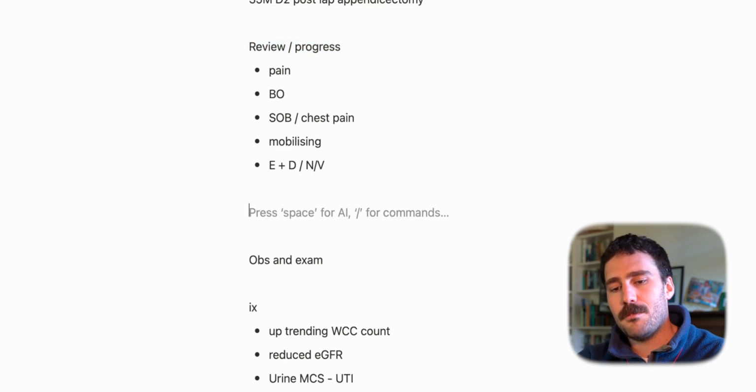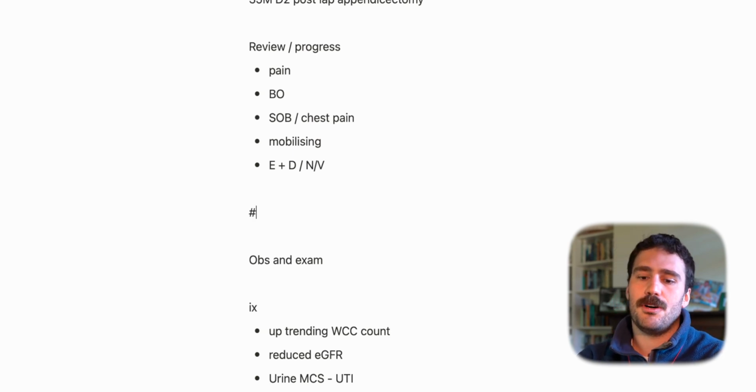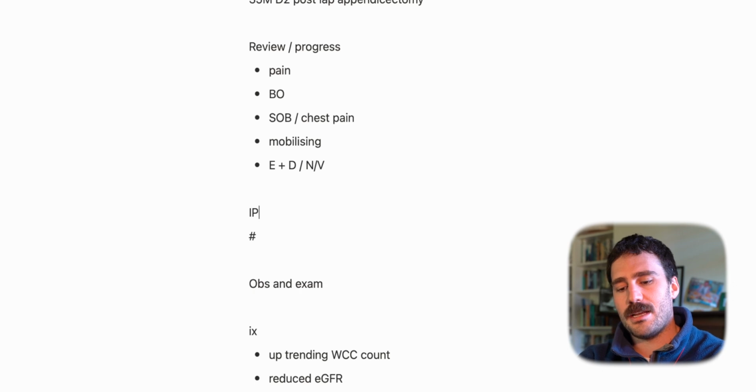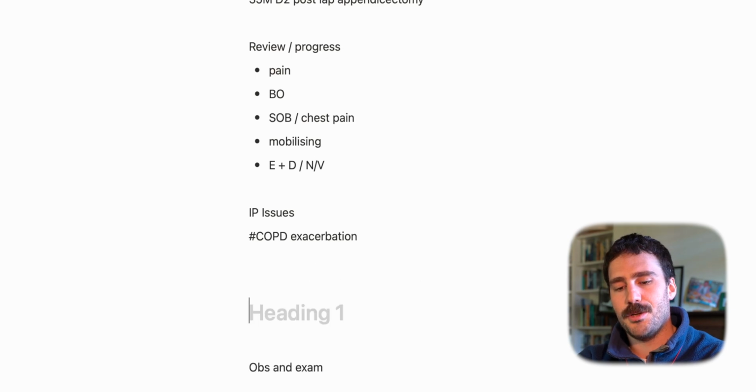The other thing that people like to do, if there's a lot of things going on, is to comment on a few things as issues. Some people do it like this. On medical wards, you might have inpatient issues, and it might be that they have a COPD exacerbation. Maybe another issue is they have an AKI, which is acute kidney injury.